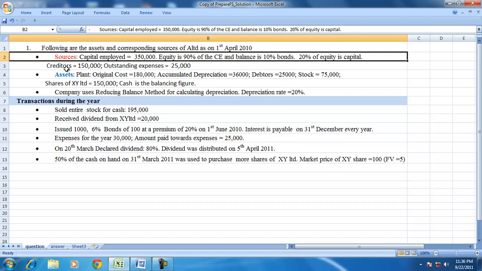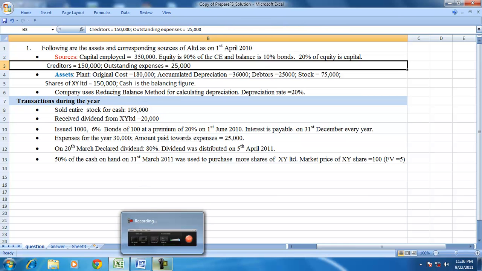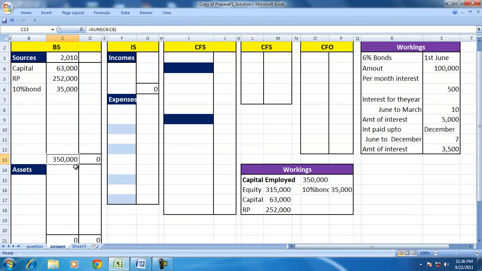And then it says that there are creditors 150 and outstanding expenses 25,000. So creditors is 250,000 and outstanding expenses is 25,000. So that is the total sources of the balance sheet as on 31st March 2010 or 1st April 2010.